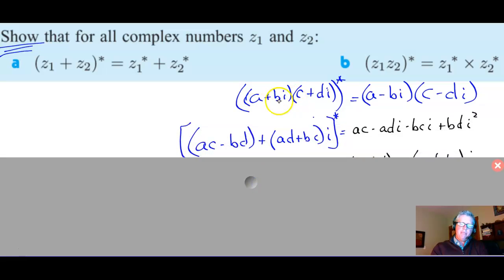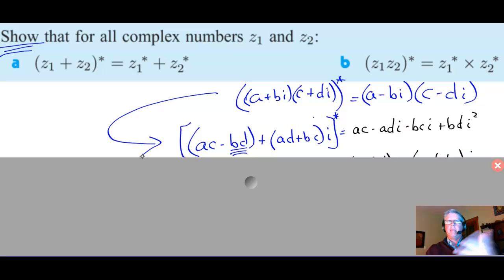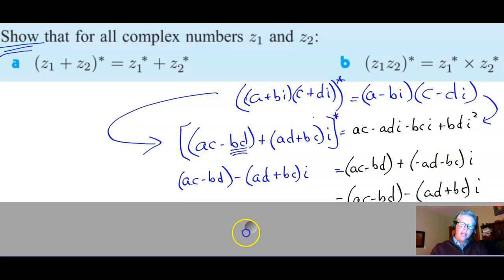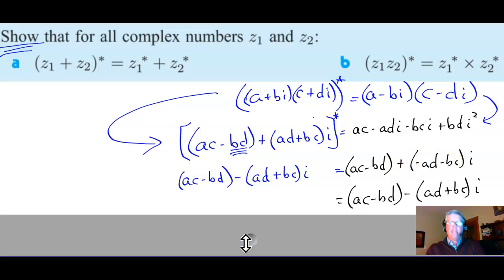a times c, b times d times i times i is bd i squared, and i squared is -1. That's where this is coming from. Hey, I might be going too fast for you. Go ahead and work this out. Show everything, combine like terms, you'll get it. I did the same thing here and worked it out. I had a little problem with the negative sign, so I had a plus here and a minus here, but I had two negatives, so I factored that out front, and sure enough, those are equal.